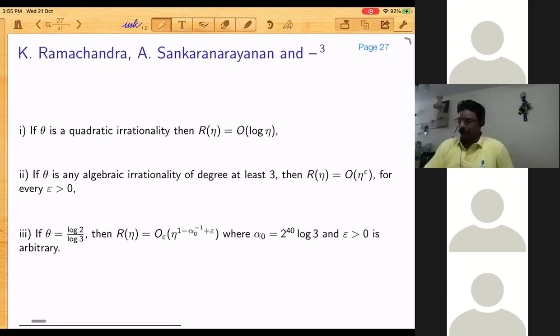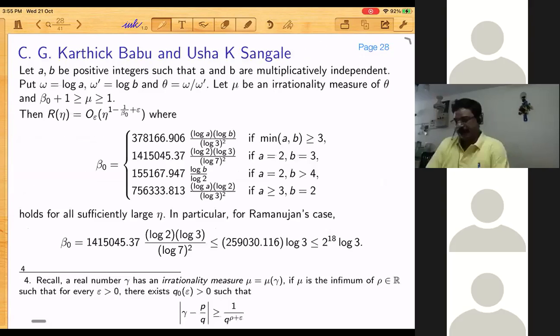So more recently, Karthik Babu and Usha Sangle. Karthik is student of IMSC and Usha was a postdoc here at IMSC. They have obtained the following. They have generalized it much further. So take A, B any positive integers such that A and B are multiplicatively independent. So multiplicatively independent means log A by log B is irrational. Then put omega as log A, omega prime as log B, and theta is omega by omega prime.